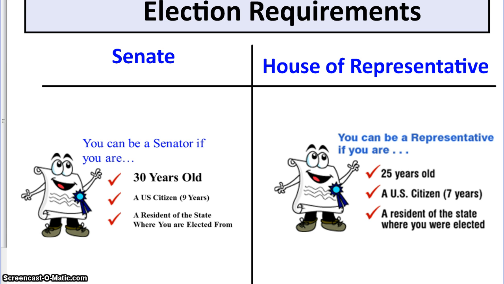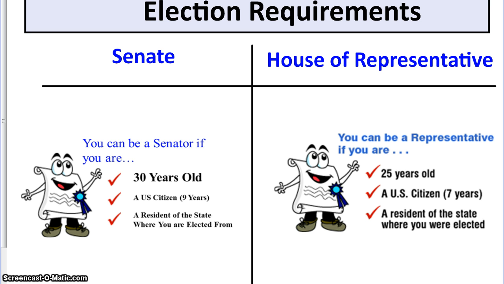Now, the House of Representatives has similar requirements, but they are a little bit different. Starting with age, you only have to be 25 years old to be a representative in the House. You only have to have been a citizen for 7 years. So once again, you don't have to be natural born an American citizen, but you do have to have been naturalized, take the test, for 7 years. And once again, you have to be a resident of the state you were elected from.